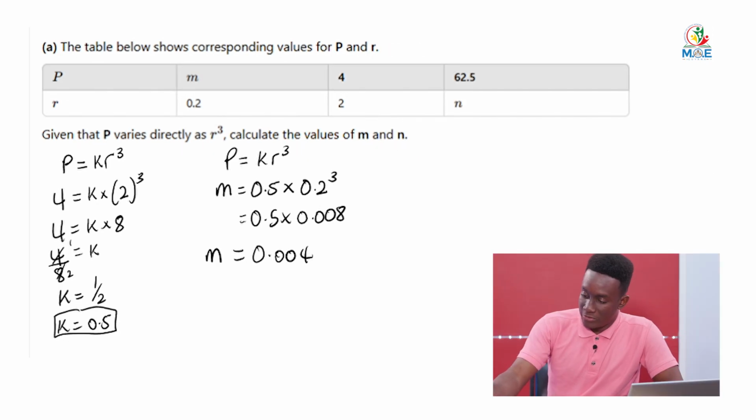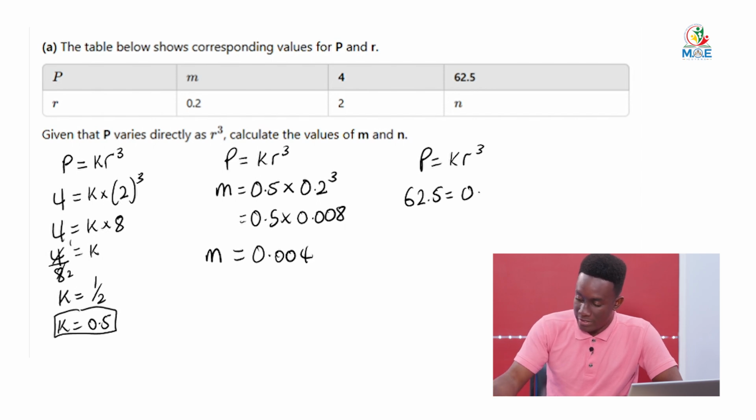And now let's find a value for N. So we know the formula is P is equal to K R to the third power. So we know P in this case would be 62.5. So this would be 62.5 is equal to K. We found K to be 0.5 multiplied by R in this case, which is N. So we can say N to the third power.